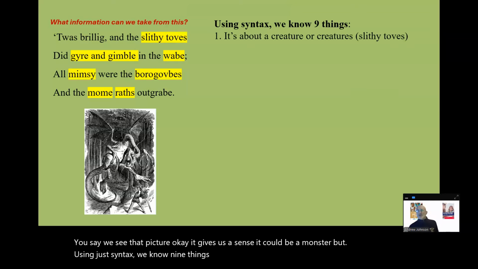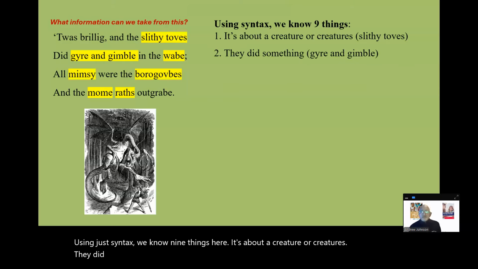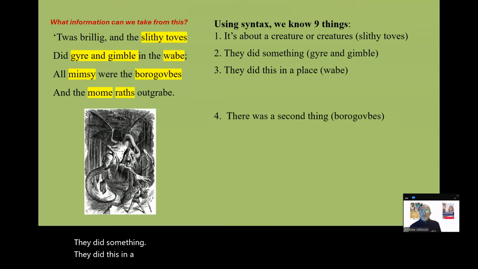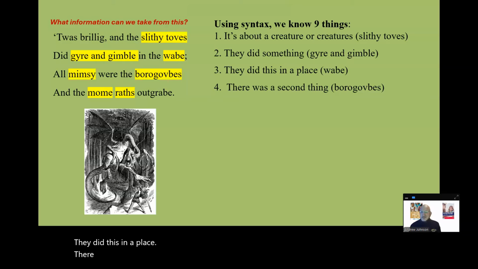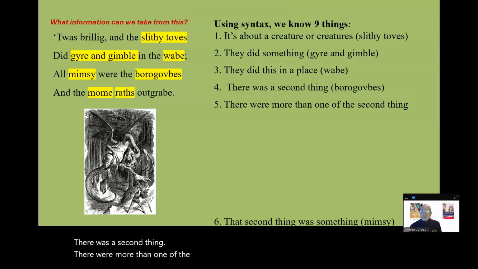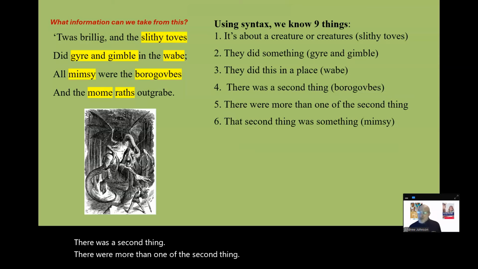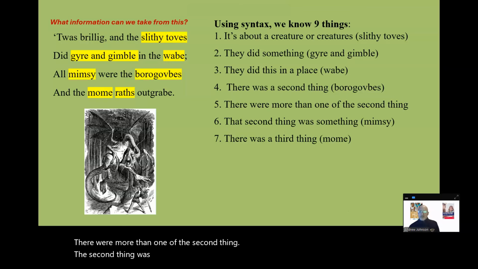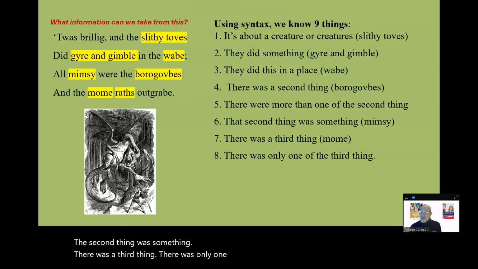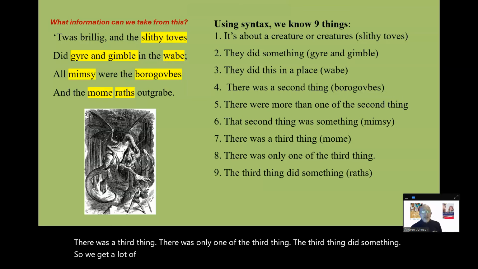It's about a creature or creatures. They did something. They did this in a place. There was a second thing. There were more than one of the second thing. The second thing was something. There was a third thing. There was only one of the third thing. The third thing did something. So we get a lot of information from syntax as well.